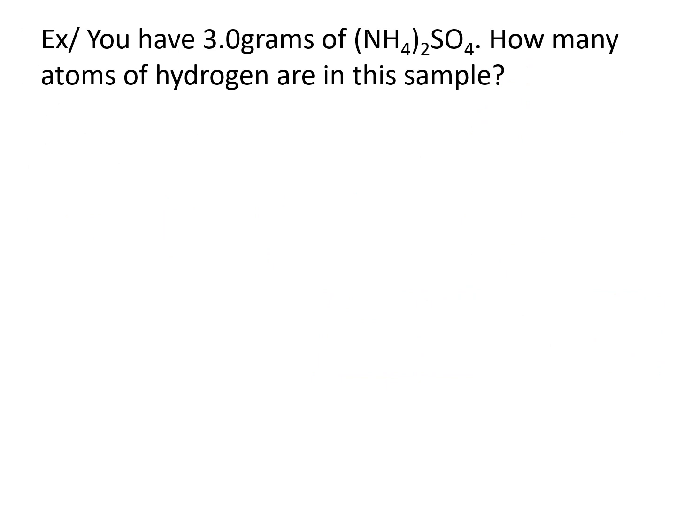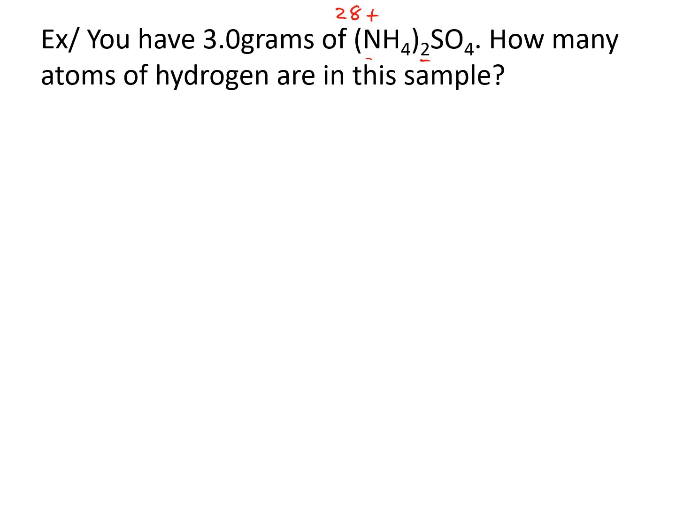Okay, so now we have another question here. It says you have 3 grams of ammonium sulfate. How many atoms of hydrogen are in this sample? Okay, so first off, we're going to have to calculate the molar mass of ammonium sulfate right here. So nitrogen, there are 2 nitrogens. So 1 nitrogen is 14, so 2 of them is going to be 28.